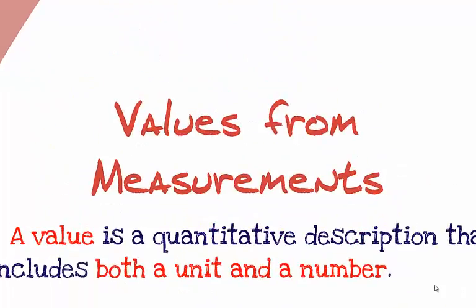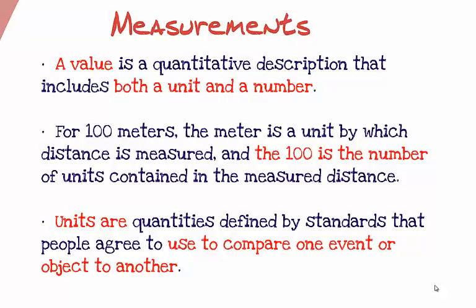Values from measurements. A value is a quantitative description that includes both a unit and a number. For 100 meters, for example, the meter is a unit by which distance is measured, and the 100 is the number of units contained in that measured distance. So units are quantities defined by standards that people agree to use to compare one event or object to another.